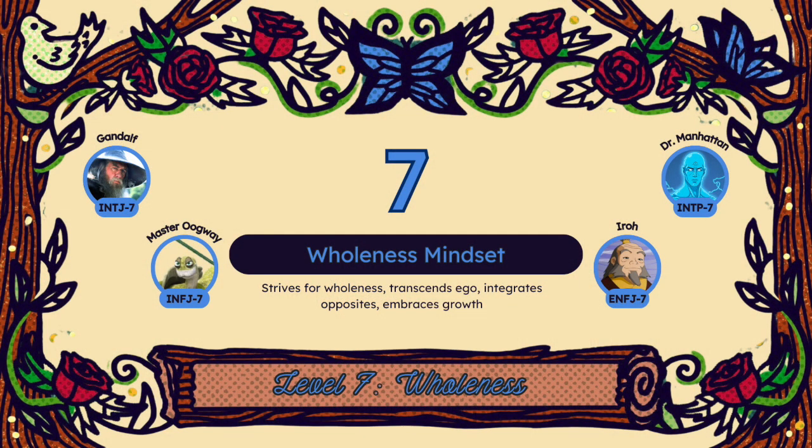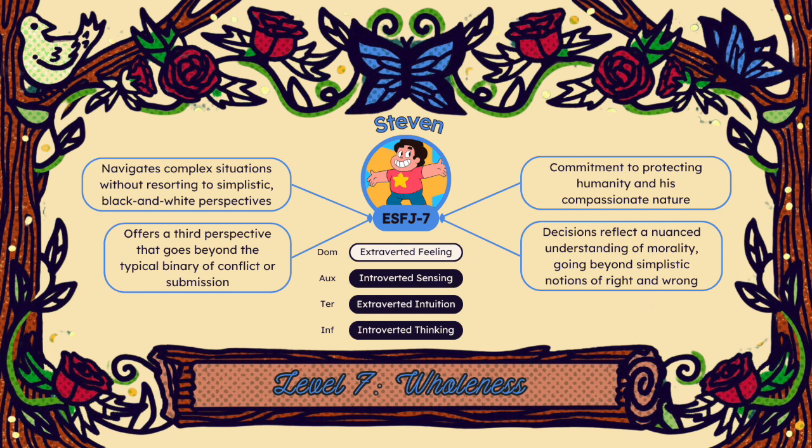I personally love this more feminine and horizontal way of being. Few individuals reach this mindset, making it challenging for researchers to provide a detailed characterization of it. But Abraham Maslow's notion of the self actualizing and transcendent person aligns with this mindset. Let's explore how Steven Universe, specifically in the context of his personality type as an ESFJ, embodies the wholeness mindset.